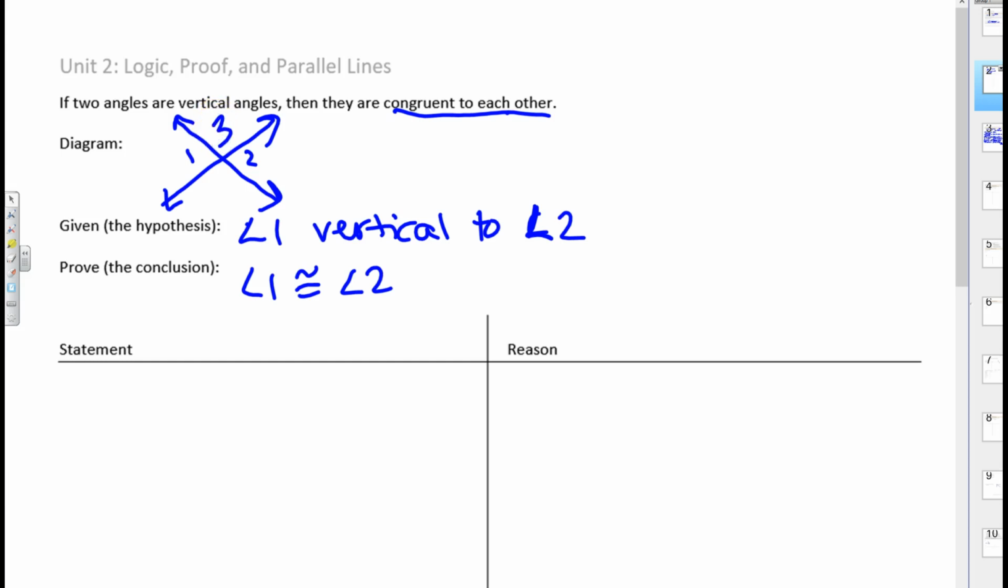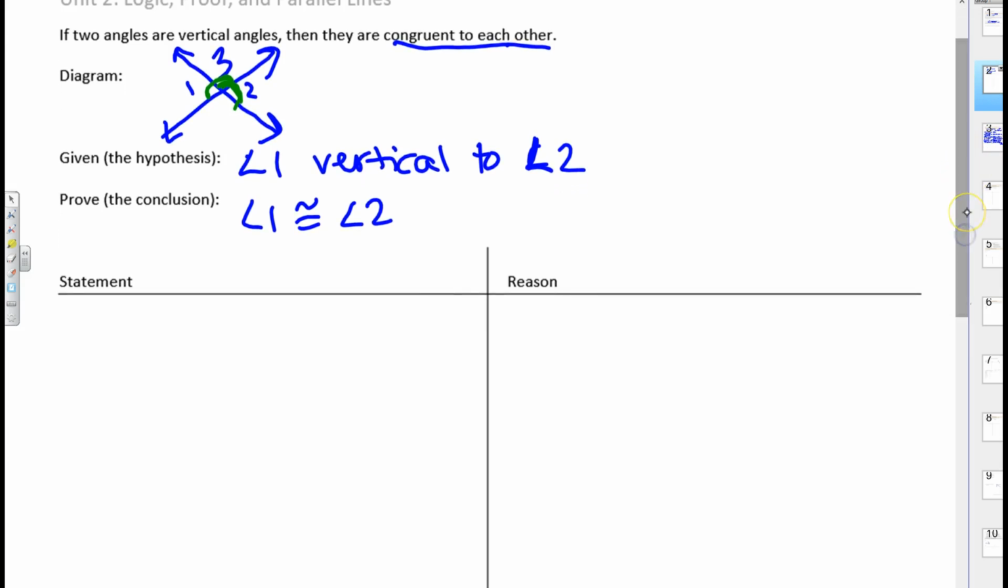Now, the reason we proved the linear pair theorem first is that if you look here, angle 1 and angle 3 form a linear pair, and angle 3 and angle 2 form a linear pair. That relationship is going to help me relate angle 1 and angle 2 to each other. Without the linear pair theorem, it would be a lot harder to do so. So just keep in mind that's where we're going with this proof.